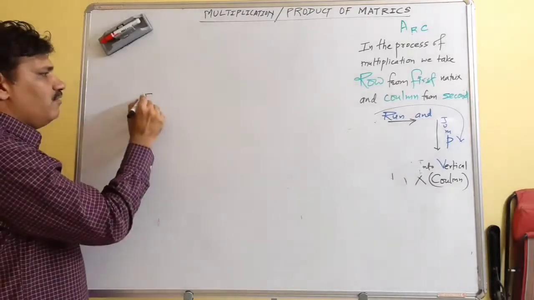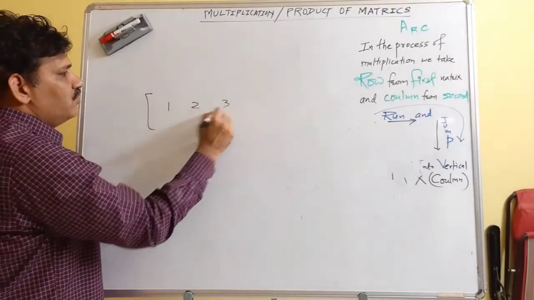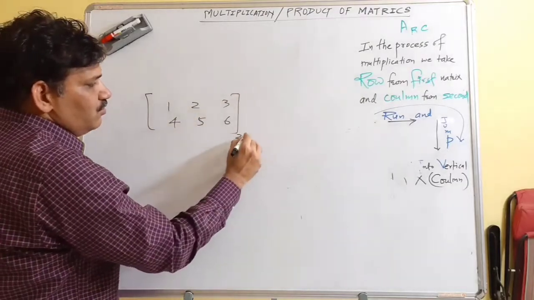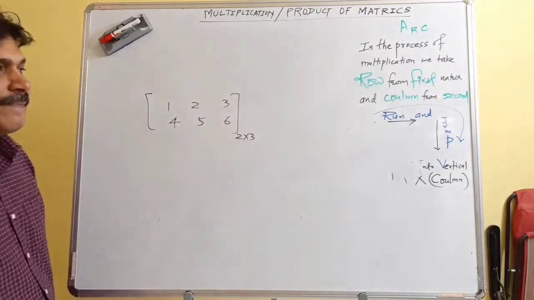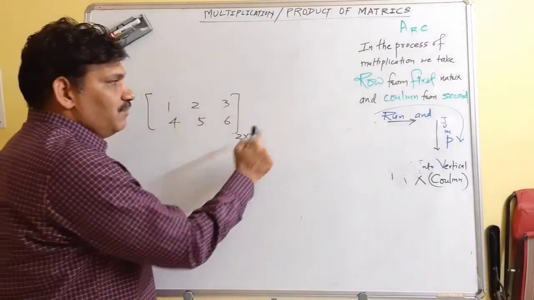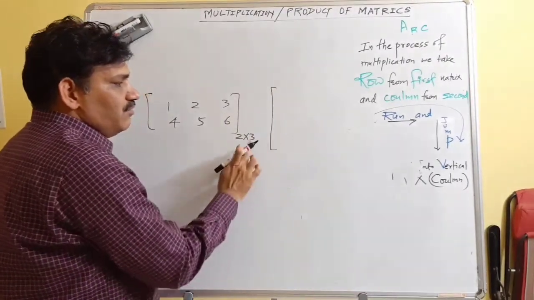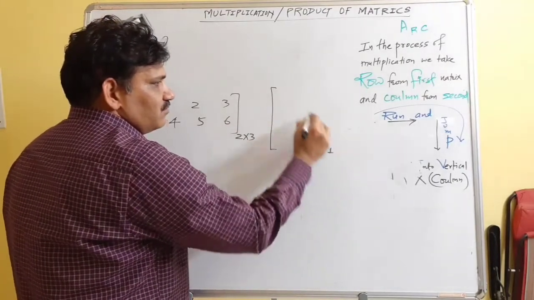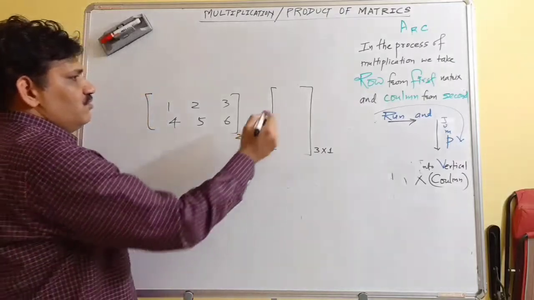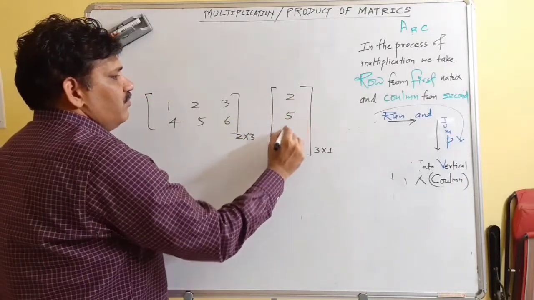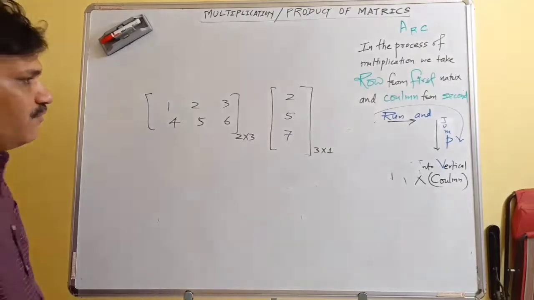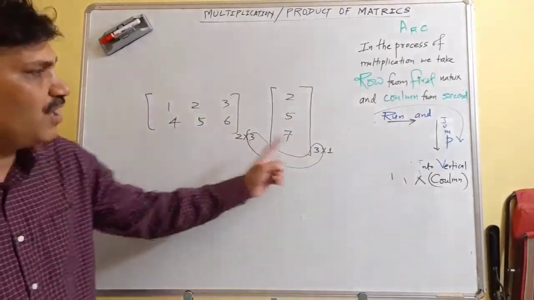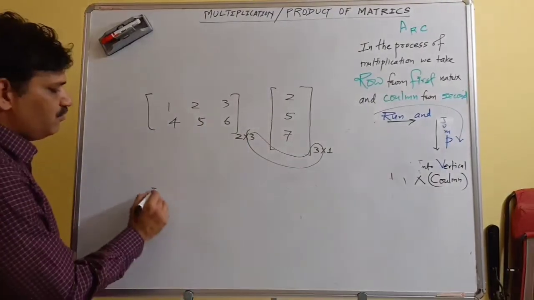See, I have a matrix 1, 2, 3, 4, 5, 6. What is its order? 2 by 3. Now, it can be multiplied with a matrix in which number of rows is 3. Suppose I take 3 rows and only 1 column: 2, 5, 7. So the final order is 2 by 1.